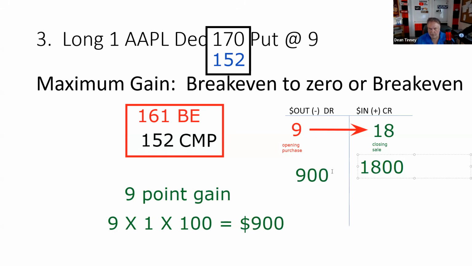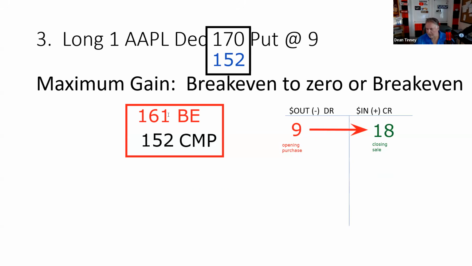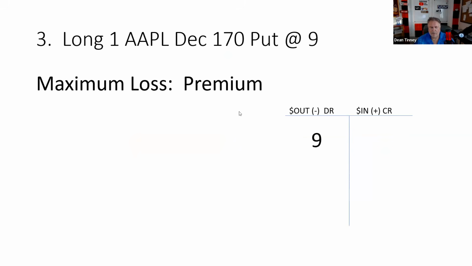Dean's advice is you do things on a per share basis because then I think it's easier. You don't have a bunch of zeros floating all over the place. All right, so let's look at our next one here. That's our max gain. I don't think you should be struggling on the max loss.